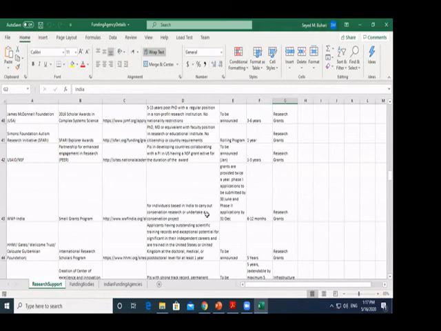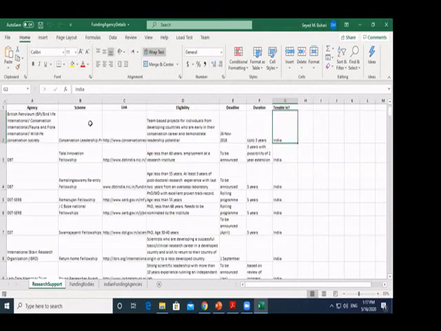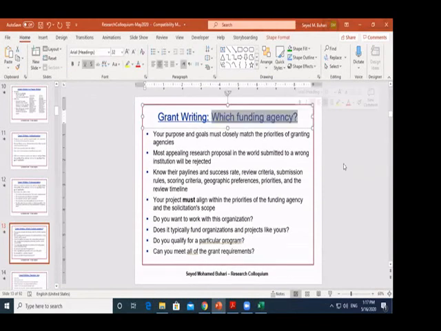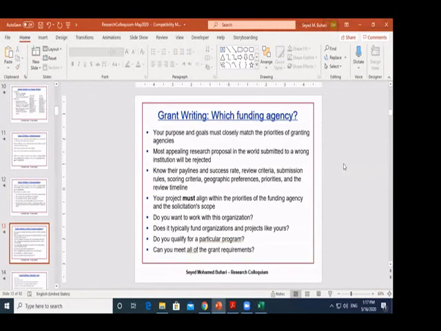Here is a list, right? It's a list which I got from Prof. Mayank, and I have just organized them here. The point is, I need to know what the funding agency is looking for. Are they going to fund something in IT? Are they going to fund something in medicine? I need to know their target. So please note, you need to know the answers to this.